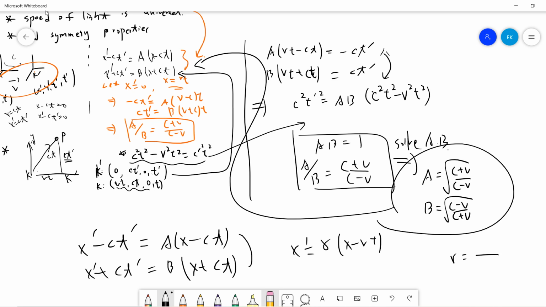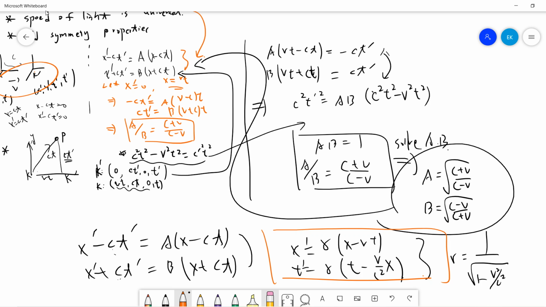So gamma is just 1 over the square root of 1 minus v squared divided by c squared. And then we also get t prime is gamma times (t minus vx over c squared). Okay, so for t prime, just use this equation minus this and divide by 2c. Okay, and by symmetry you know that y prime should be equal to y, and z prime should be equal to z. Okay, so combining all of this is called the Lorentz transformation.